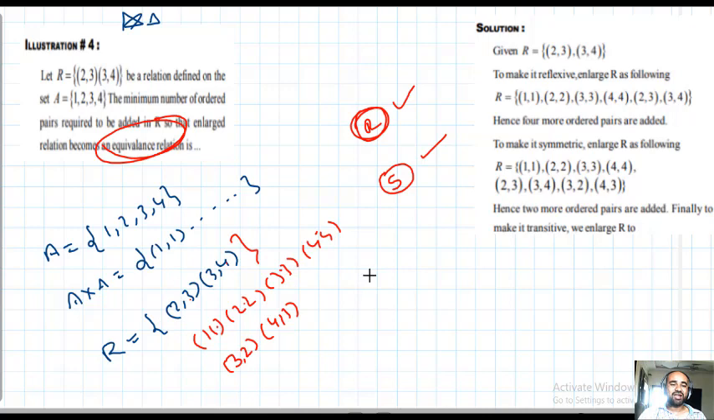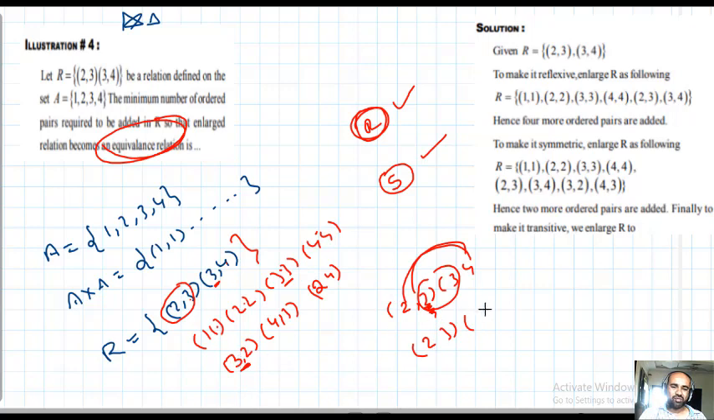Now transitive, very very important. Checking for transitive. (2,3) is there. We need to check ordered pairs that start with 3. Here 1 is there, here one more is there, 2 are there. Take care of that. Take (2,3) and (3,4). So (2,4) should be there. Is (2,4) there? Oh, (2,4) is not there. We need to add (2,4). Added.